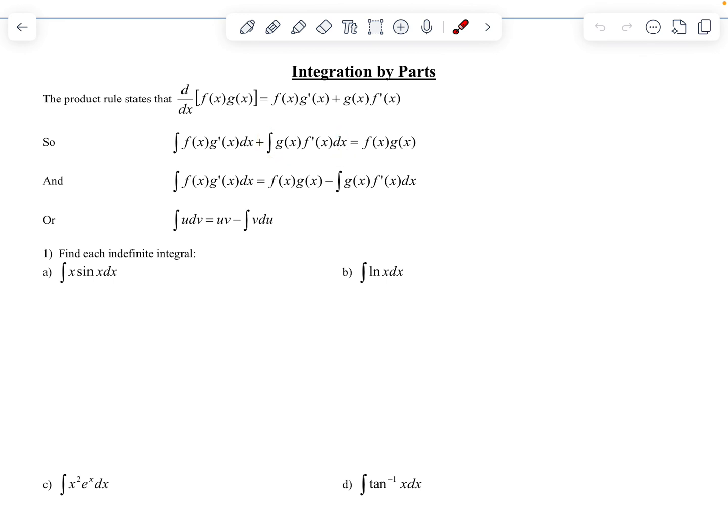So the integral of f times g prime is equal to f times g, subtract the integral of g times f prime. Or we write this, and the way I have this memorized, is the integral of u times the derivative of v is equal to uv minus v times the derivative of u. So let's look at how this works.